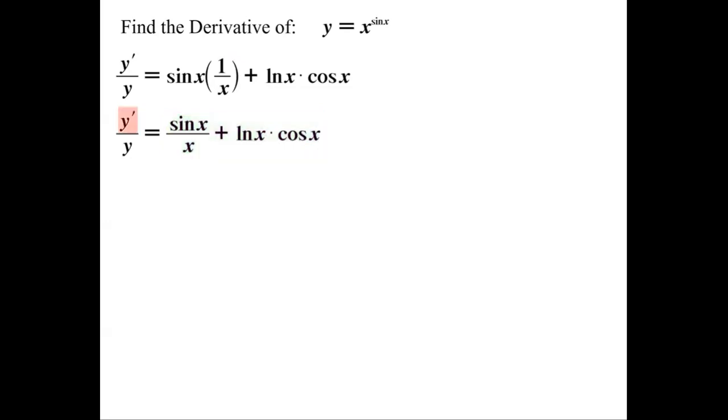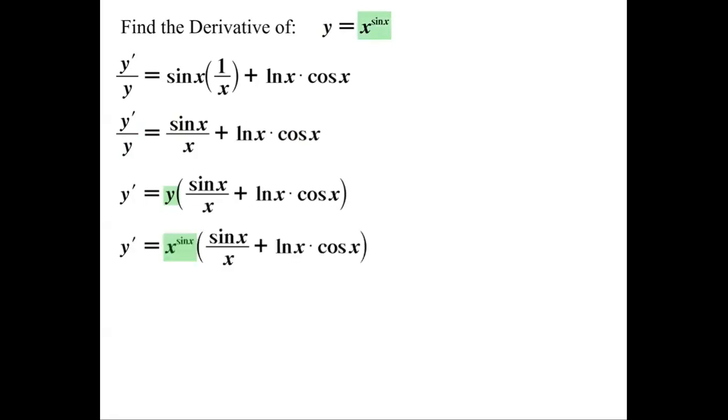After we have taken the derivative of both sides, we solve for dy over dx, or y prime. So here we multiply both sides of the equation by y, and we have the following expression. Lastly, we need to substitute y with the initial expression we started with. Substituting the expression, we have that the final derivative is equal to x raised to the power of sine of x times the quantity sine of x over x plus the natural log of x times cosine of x.